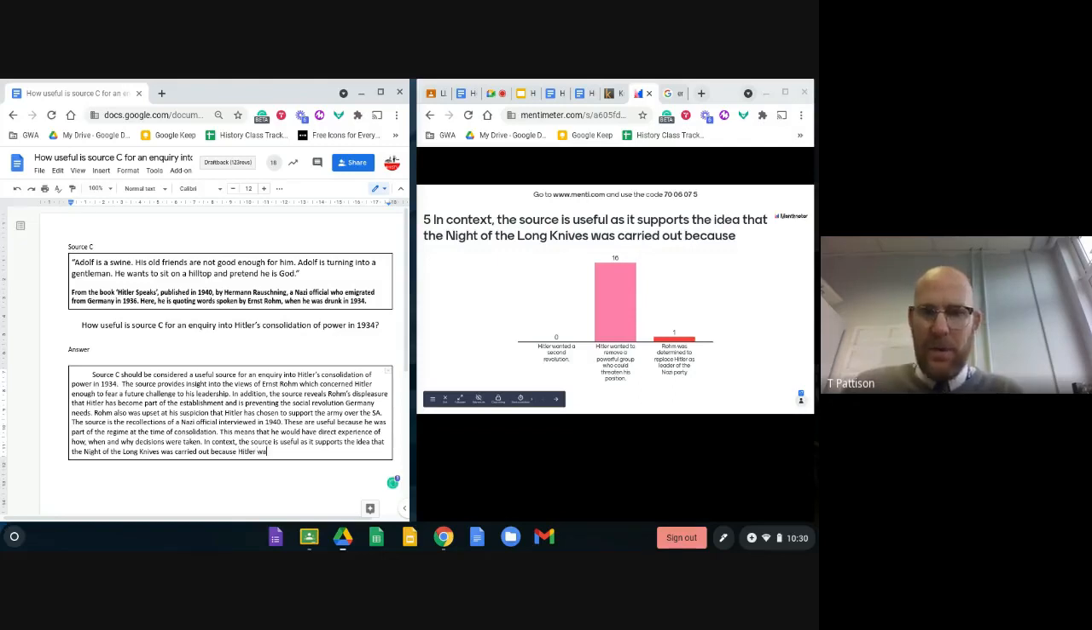So the source is used to support the idea that the Night of the Long Knives was carried out because Hitler wanted to remove a powerful group who could threaten his position. The SA, and this is where you bring in some evidence, numbered around 4 million men whose loyalty to Röhm might encourage him to seek to replace Hitler as leader of the Nazi Party in the future. Okay, so you're bringing that in there.